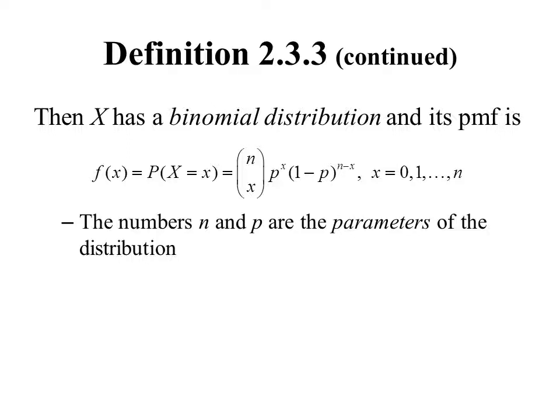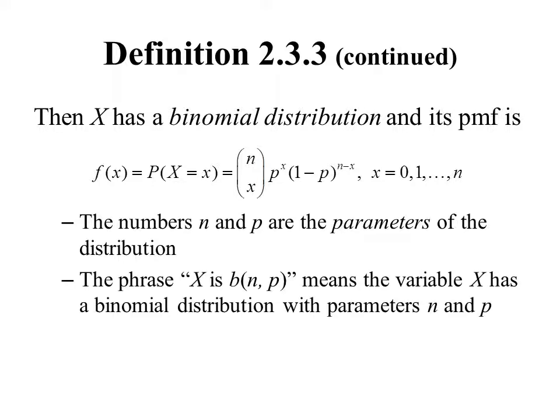Now this type of distribution has two parameters, n and p, and the phrase x is b of n comma p means that the variable x has a binomial distribution with parameters n and p. So we're going to see this phrase come up a lot throughout the rest of the semester. B stands for binomial. The first number is the value of n. The second number is the value of p.